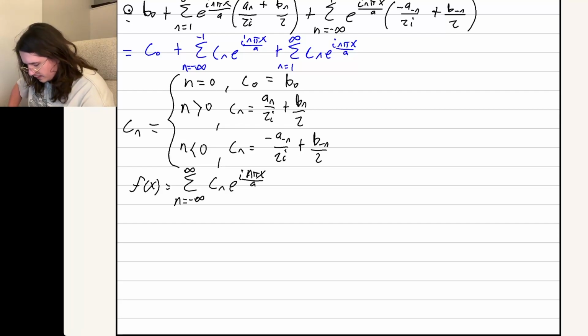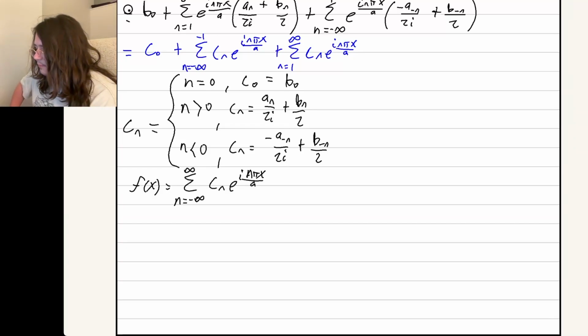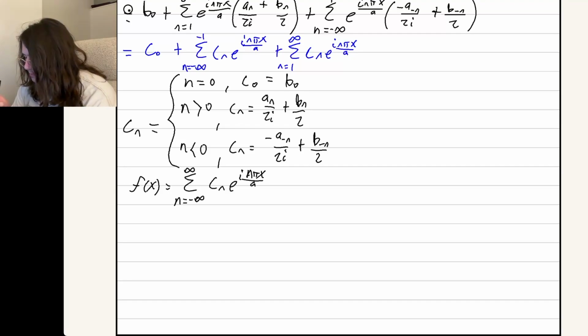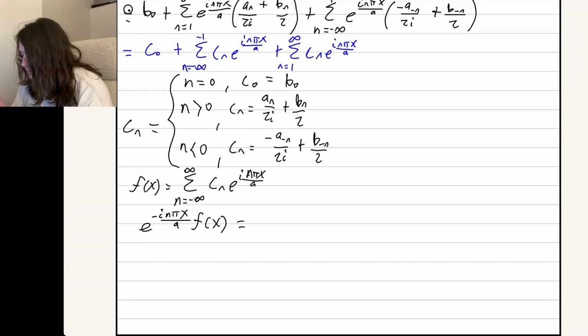Then the problem asks, how do we actually calculate c sub n? And we can use Fourier's trick to figure this out. So what you do is you multiply both sides of the equation by e to the minus i n pi x over a. And this is f(x) on the left-hand side. It's not a sum anymore because now we have n on both sides, so this will just calculate a general property for a particular value then.